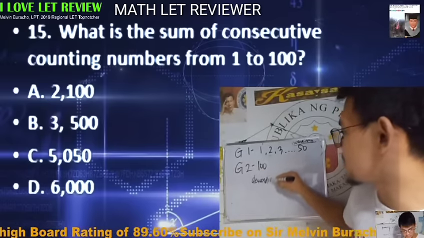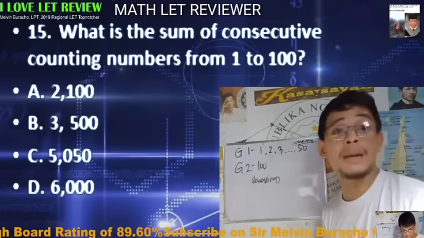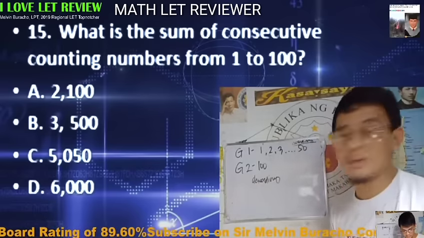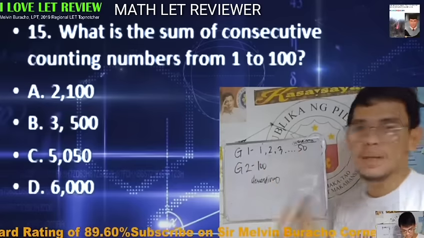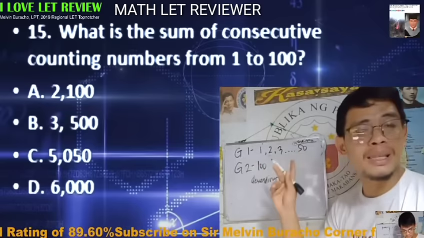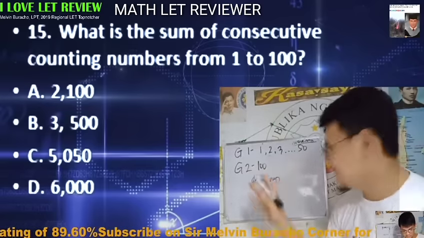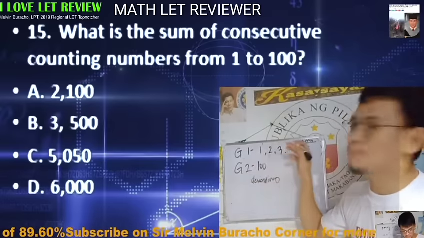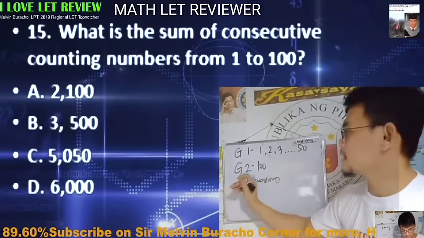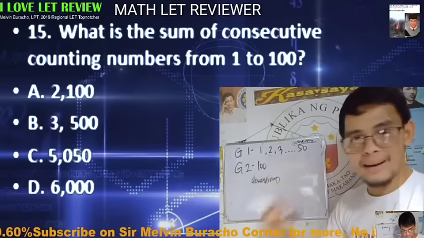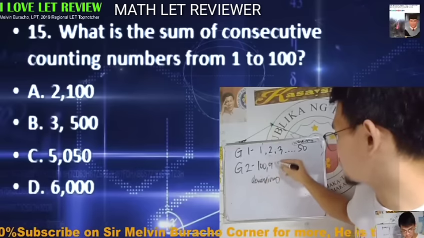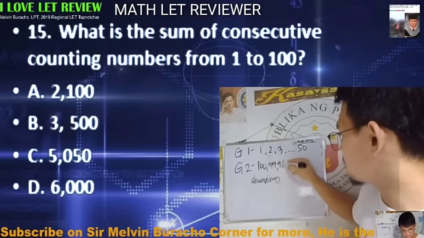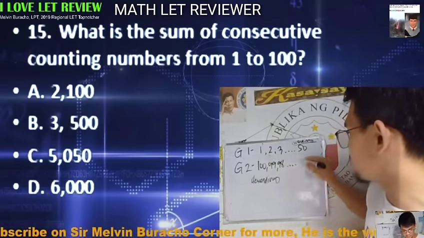Wag na po natin sabihin na pwede sila magbaliktad kahit pwede naman, para po maset na yung utak ninyo, okay? Again, ang group 1, ascending. So, ano yung ascending? Pataas, pababa, paikot-ikot pa, di ba? Again, pataas lang po, hindi pababa. So, ascending: 1, 2, 3, 4, 5, 6, up to 50. Okay? And then sa group 2, descending: 100, 99, 98, down to 51.